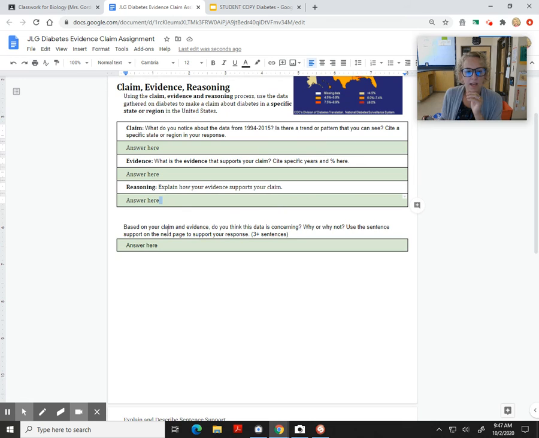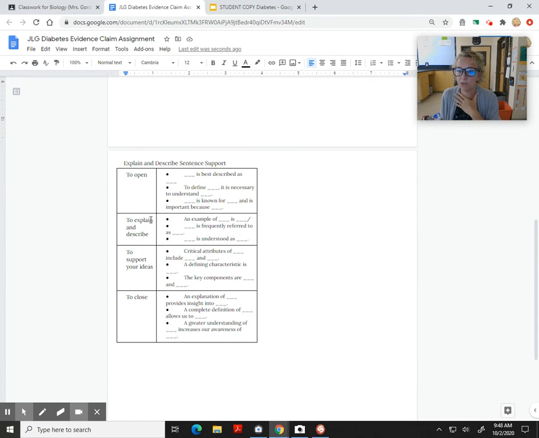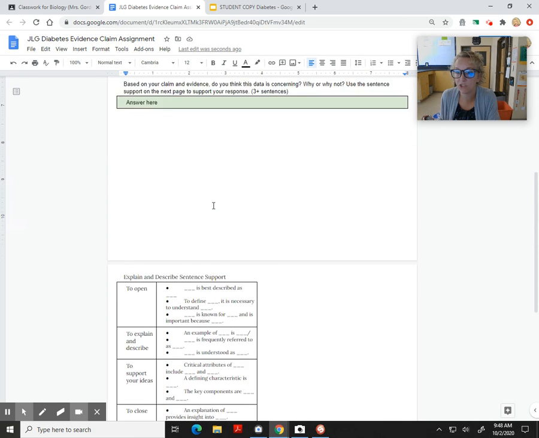Lastly, based on your claim, do you think that this data is concerning? Why or why not? You want to use the sentence support below. There's some sentence support on the next page to support your response. We're looking at 3 or more sentences here. So do you think it's concerning what you noticed about the diabetes data? Here's that sentence support you can use to write out your evidence, your explain and describe for that question.